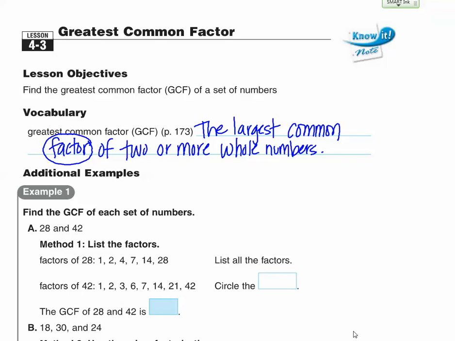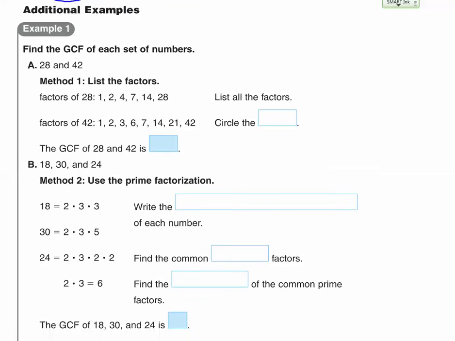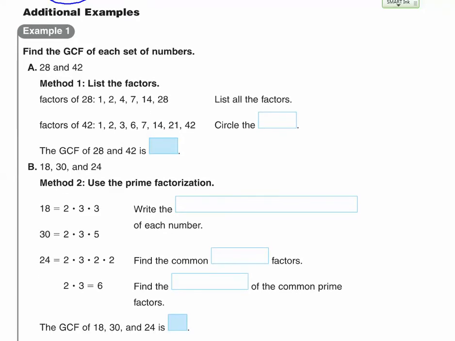So let's take a look at example 1. One thing that we want to be able to do here is when we are given a set of numbers, like letter A, 28 and 42, we need to be able to find the biggest number that can be divided into 28 and 42. There's a couple of different methods here that we have in our notes. There's method A, just making a list. B, you can use the prime factorization. I'm going to show you the third method, C, which has to do more with the ladder method or birthday cake method. And then we're going to follow up with a problem solving application.